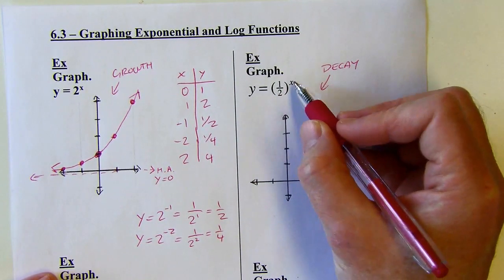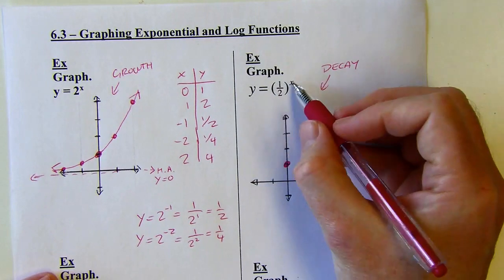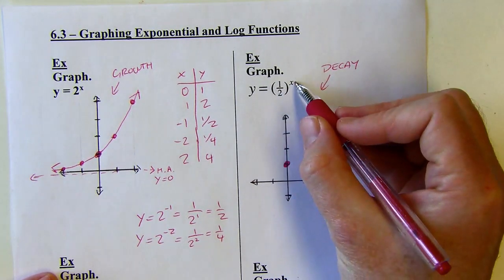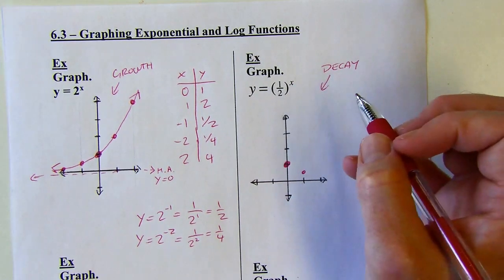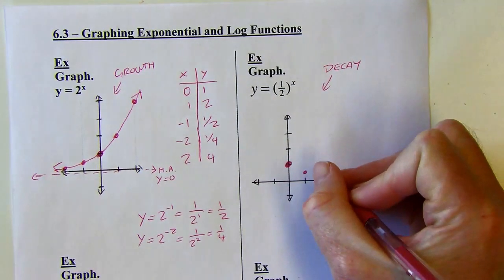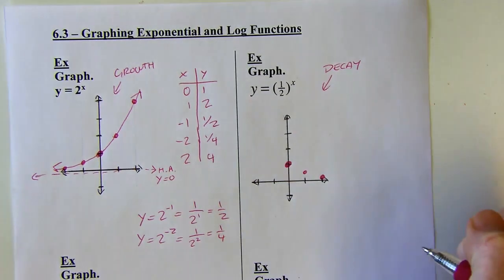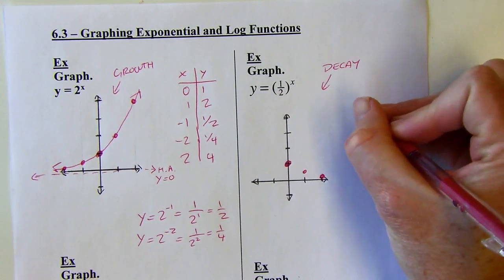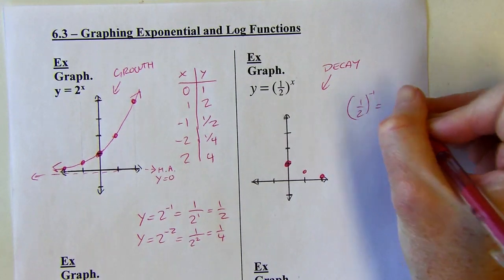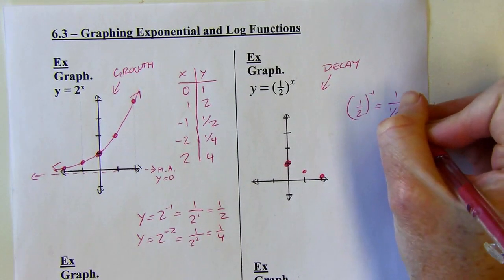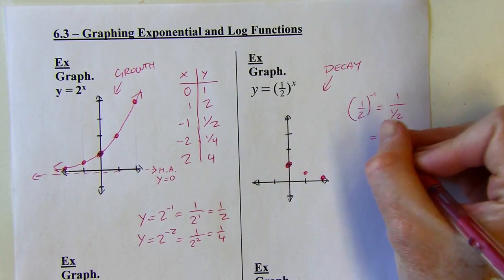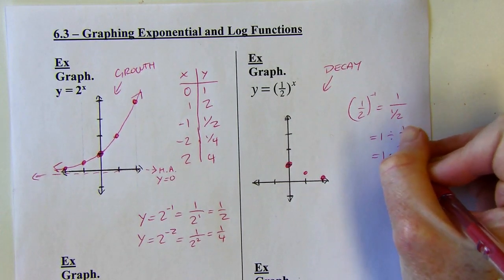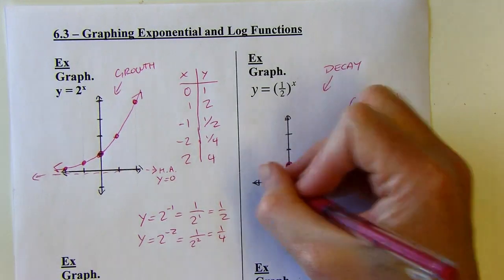1/2 to the 0th is going to equal 1. 1/2 to the 1st equals 1/2. When I plug in 2 for x, 1/2 to the 2nd, that's 1/2 times 1/2, which would be 1/4. So it's going to look like that. If I put in a -1, then I've got 1 over 1/2 to the 1st. 1 divided by 1/2 is the same as 1 times 2 over 1, and that equals 2.